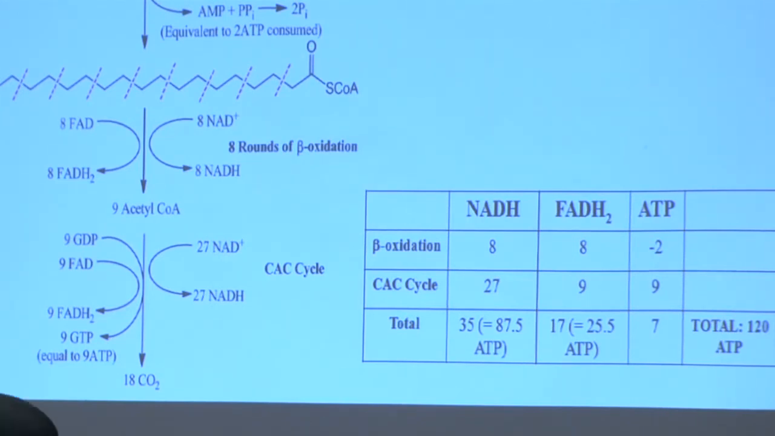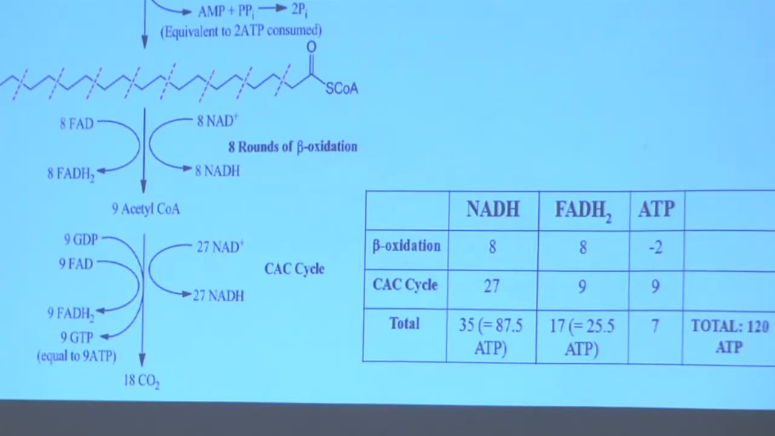And every NADH turns into how many ATP, roughly? 2.5 is the magic number there. So we'll take 35 times 2.5. That's 87.5 ATPs. And all 17 of our FADH2s get cashed in for how many ATP? 1.5. And 17 times 1.5 is 25.5 ATPs. So from the NADH, we got 87.5 ATPs. From the FADH2, 25.5 ATPs.